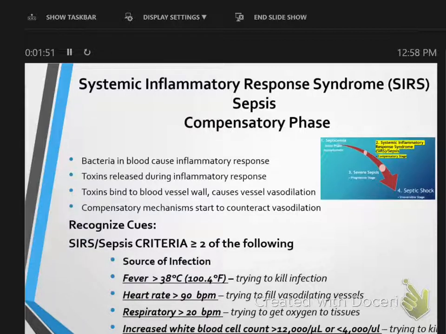Viruses are very slow growing. They don't migrate very fast. But if you have the flu, you will see the systemic inflammatory response syndrome. You may meet sepsis criteria. We have patients that are post-cardiac surgery that meet sepsis criteria because we've just cut open their chest, put them on a bypass machine, which sets off the systemic inflammatory response syndrome. So every single cardiac surgery patient meets sepsis criteria.